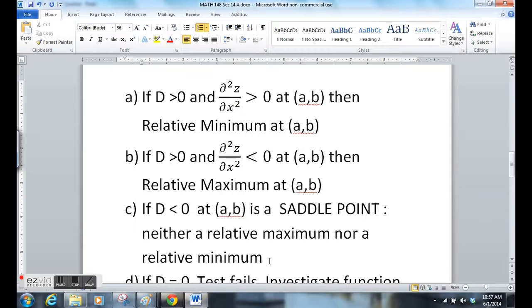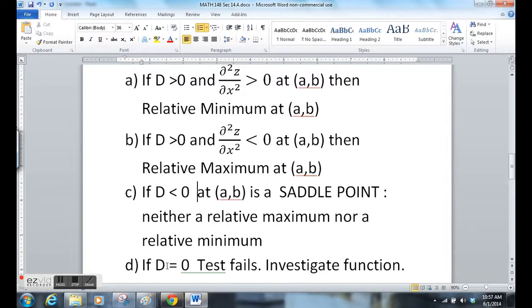And then you'll have this final one where it says if D equals 0, the test fails and you have to investigate the function. Now this is technically true, but for the purposes of this test, I'm not going to give you one like this because I don't want the test to fail. If I'm going to test you, it should be an example where the test works. So you don't really need to worry about this one for the purposes of being tested in this class.